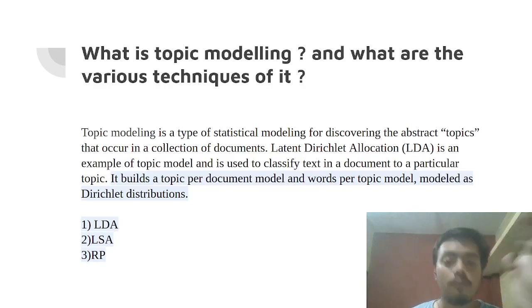The most popular algo which is used in topic modeling is latent Dirichlet allocation, and you also have other algos like LSA and LPR.